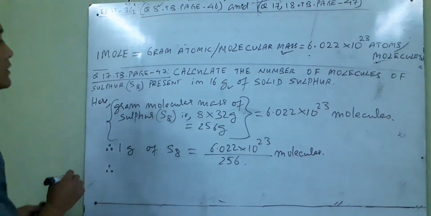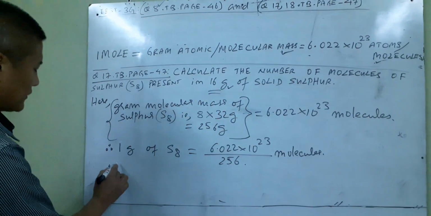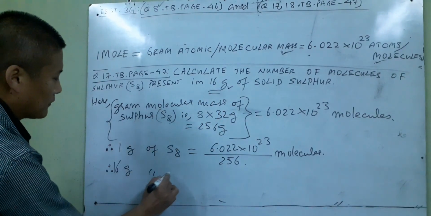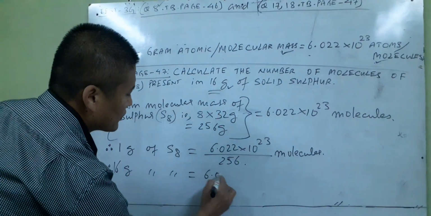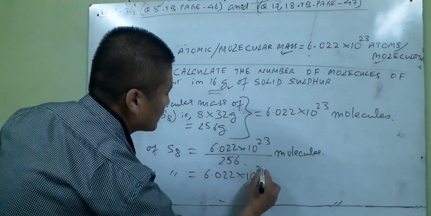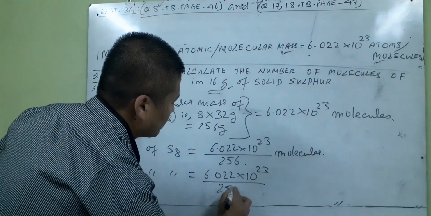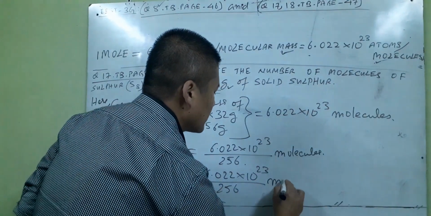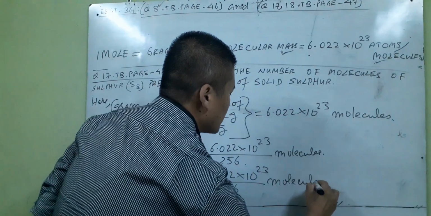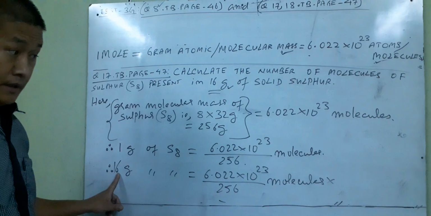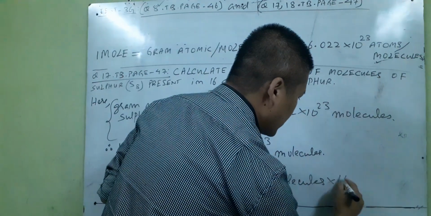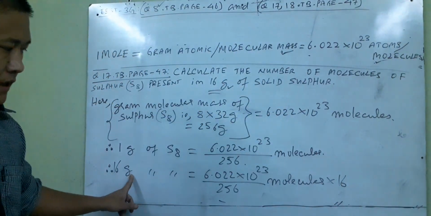Therefore, the question is asking us for 16 gram of sulfur. So we write here 16 gram of S8 will be 6.022 times 10 to the power 23 divided by 256. Let's write the same thing, molecules. And we bring the new number, multiply 16 that side without the gram. We should not bring the gram left side unit.